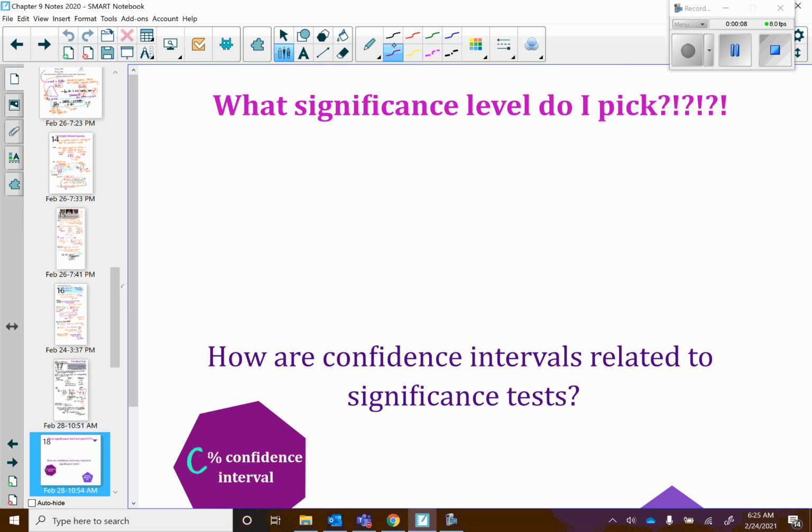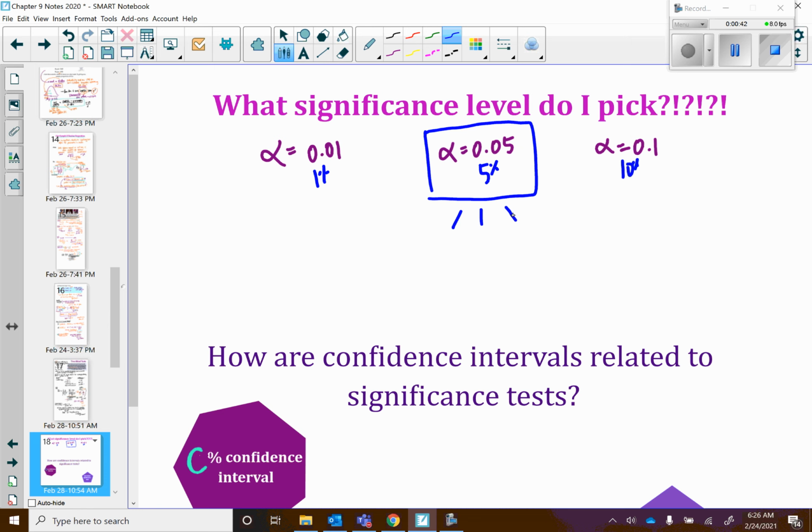So let's first talk about what significance level do I pick. And we've talked about this a few times, but we know the three main significance levels are 0.01, 0.05, and 0.1. So 1%, 5%, and 10%. And generally, in a free response, they're not going to tell you. So we're going to assume 5%. That's just the typical AP answer.